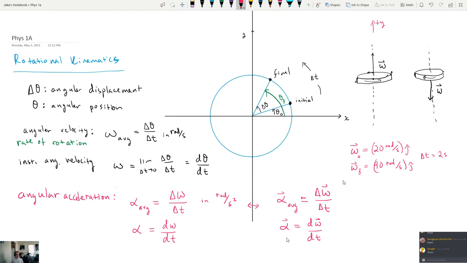Now, if we just use these vectors, we're going to be able to figure out that the direction of the angular acceleration is going to point up. And that's pretty easy to see if we do the following. We can calculate the average angular acceleration by taking 40 minus 20 j hat and dividing by 2. 40 minus 20 is 20, 20 divided by 2 is 10. So this is going to be 10 radians per second squared. And you notice that this is also going to point in the j hat direction. So the direction of the angular acceleration vector will be positive if the object speeds up, and it'll be negative if the object slows down.